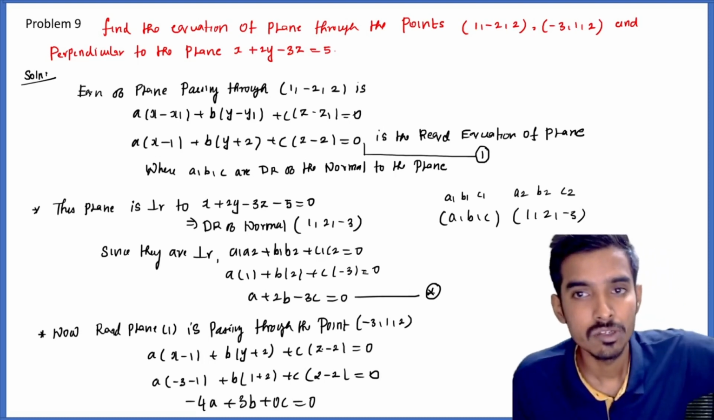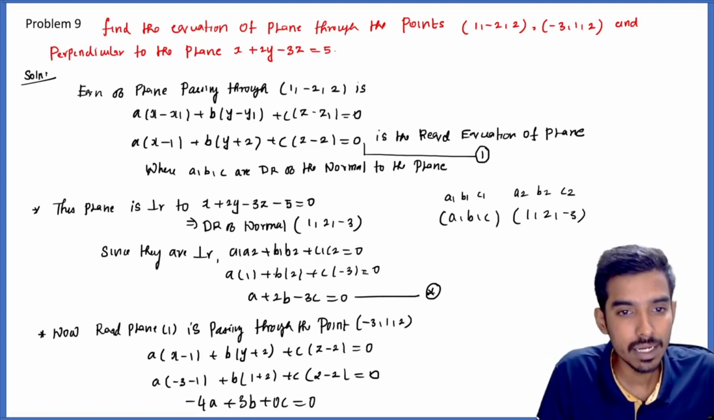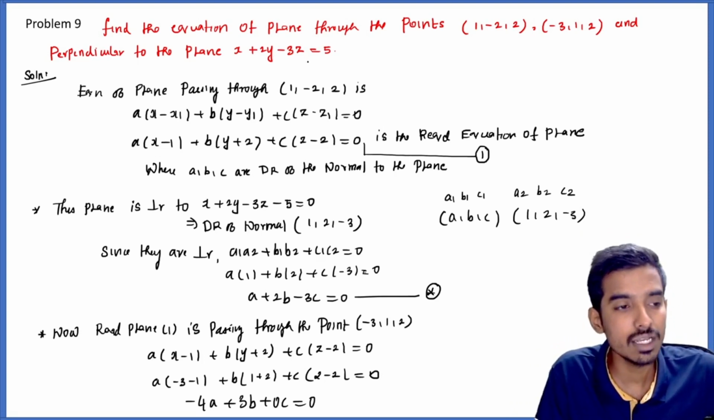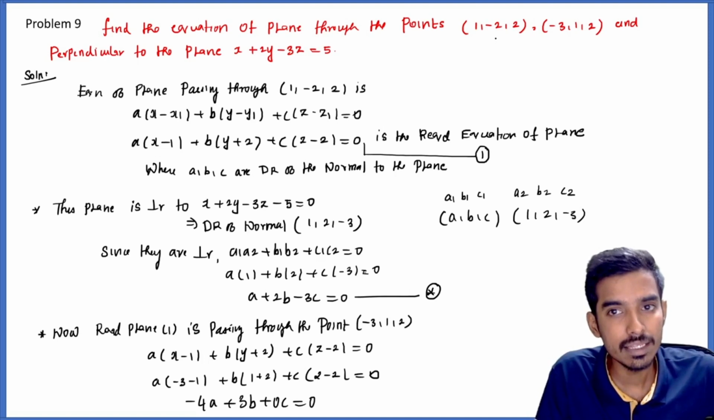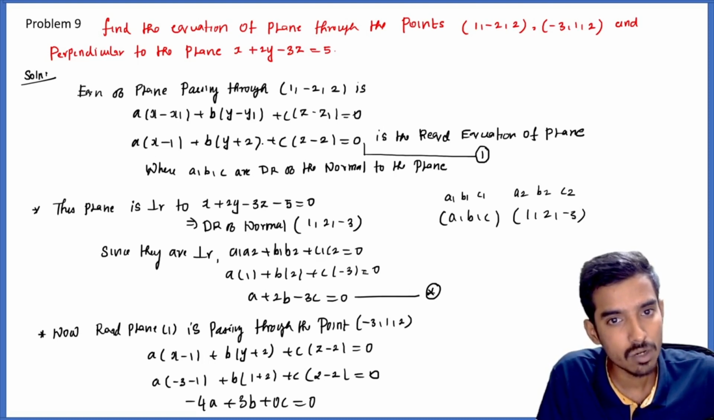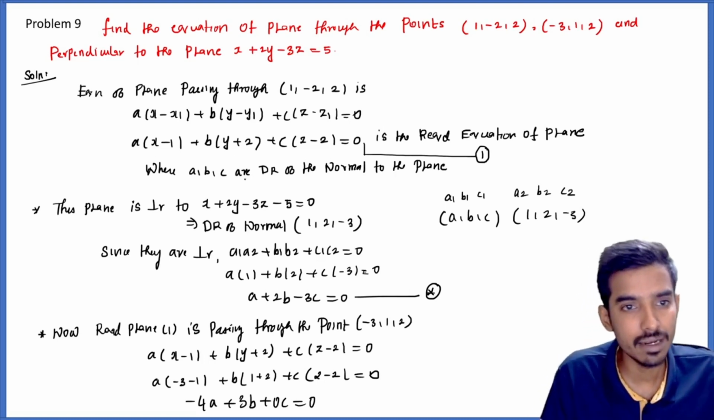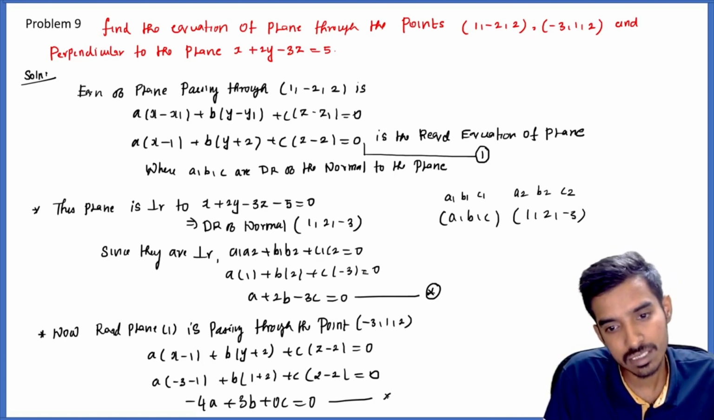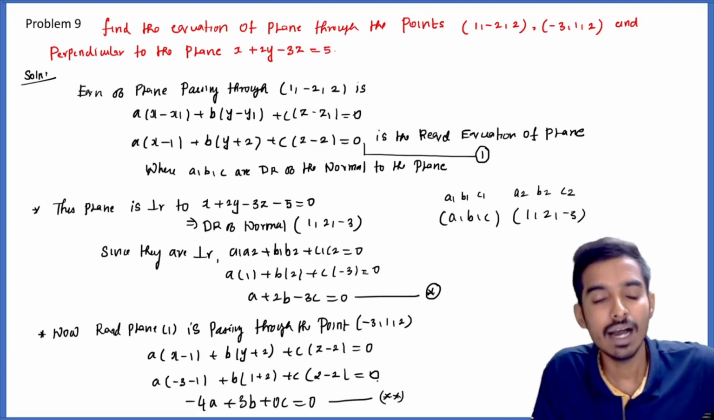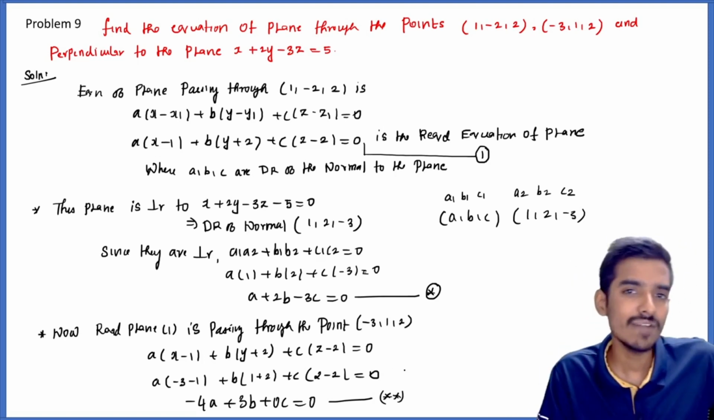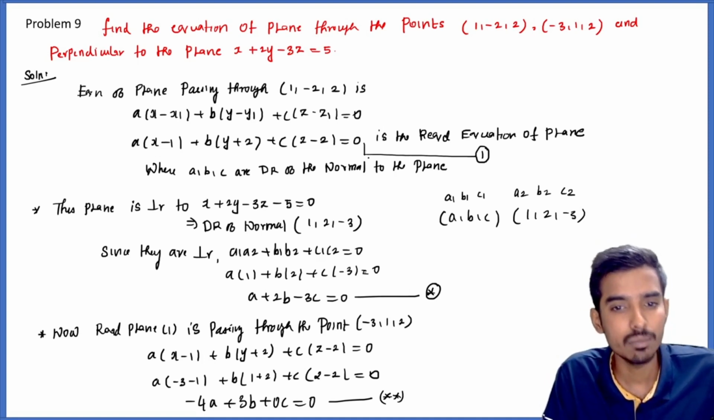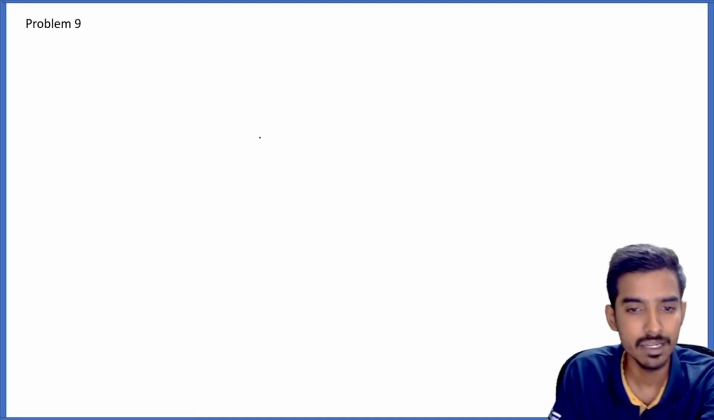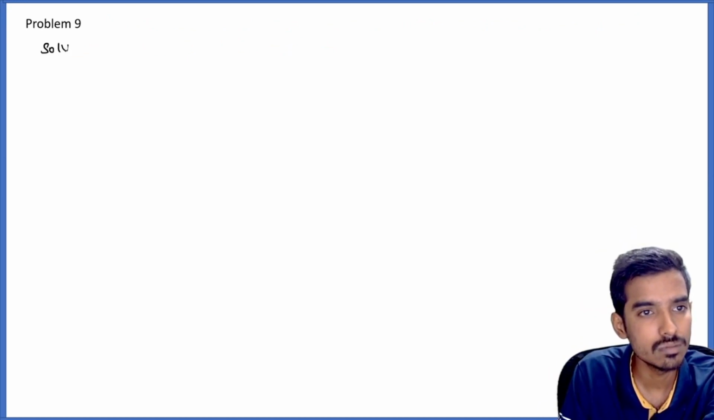Yes or no? Why? Because this plane is perpendicular to this plane, so we are using the concept that the direction ratios of the normals are perpendicular. And this plane is also passing through the point minus 3 comma 1 comma 2, so we substitute this point here and it will be satisfied. We will call this double star. That's it. Now solve star and double star, you can find the values of a, b, c, and substitute back in equation number 1. That will be the required equation. So, solving star and double star.